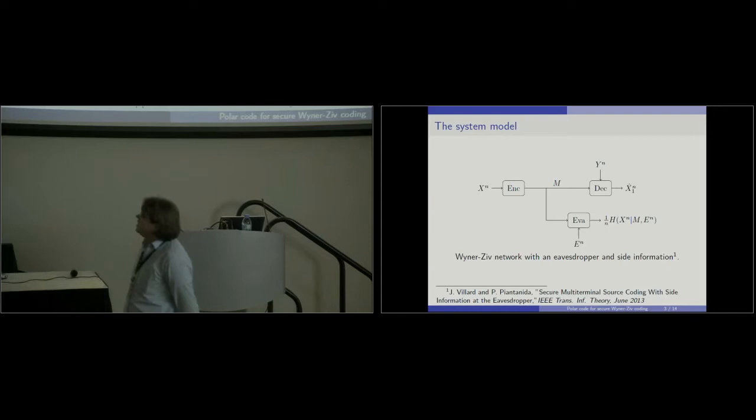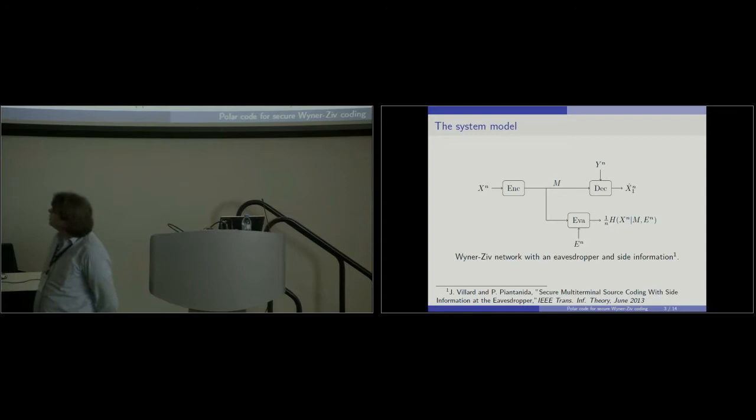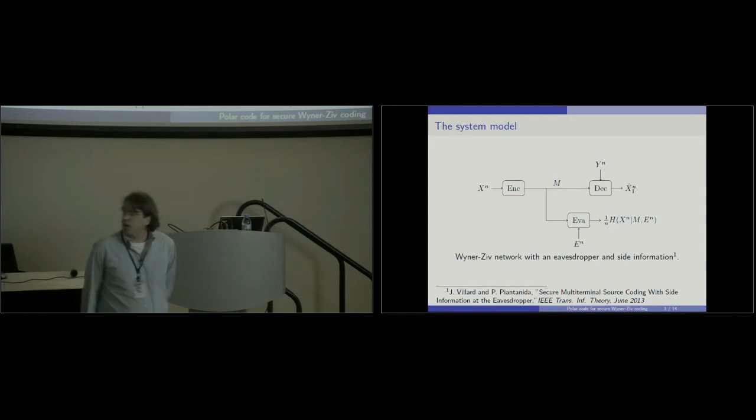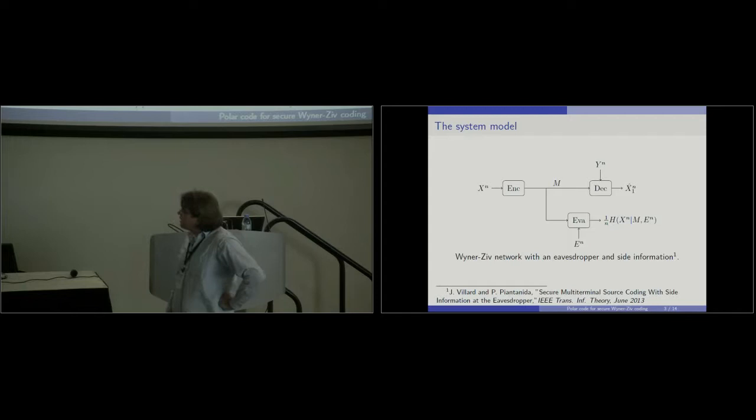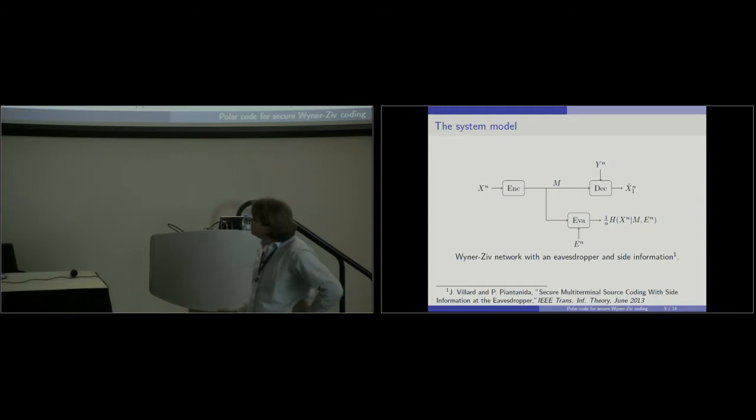entropy rate. So we have here the message, which is intercepted. We have here the side information at the eavesdropper. So we measure here the uncertainty at the adversary, at the eavesdropper, about the source. And this is what we would like to control additionally to the classical Wyner-Ziv setting. This setting has been studied by Villard and Piantanida and has been published in the Transactions on Information Theory in 2013.